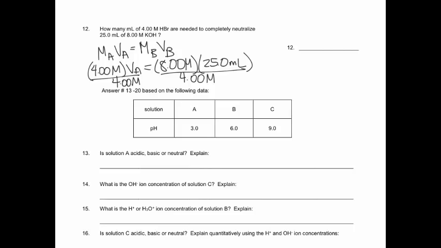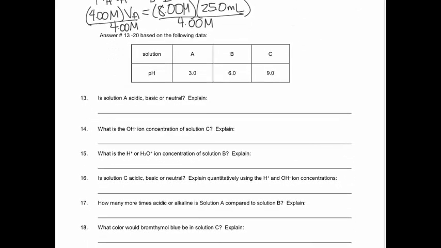And the answer we get is 50 milliliters. And that makes sense. Since the molarity of the base is twice as strong as that of the acid, you would need twice the volume to neutralize it. All right, next few questions. Is solution A acidic, basic, or neutral? We're going to say acidic, because the pH is less than 7.